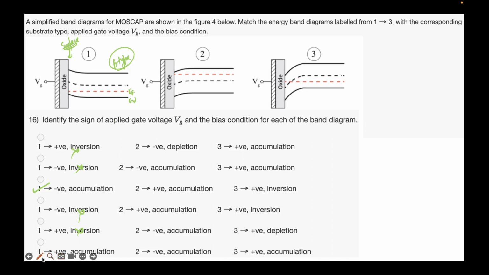Okay, now let's do the second device here. So we have EC, EF, EV. In the bulk, EF is closer to EC. This means it is an N-type material. You see at the surface, EC has now become even more closer to EF, right? This is the surface. This means electrons have now started accumulating. The concentration of electrons will increase. Please remember this expression.